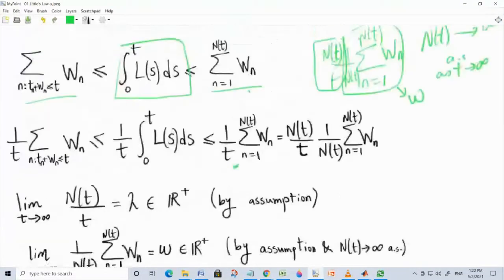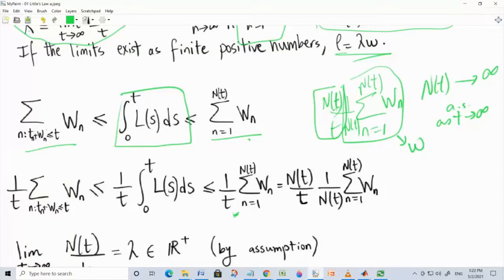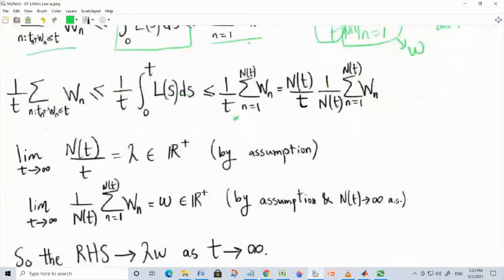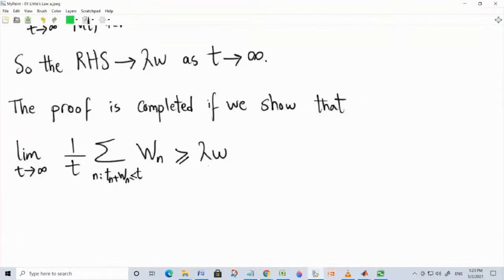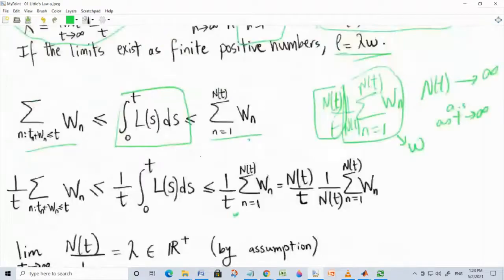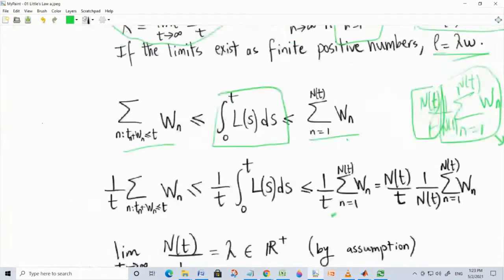This is good, but we are not done yet. We need to show that the lower bound also converges to the same thing, or something more specific: that this limit is greater than or equal to lambda w. Perhaps the limit, once we divide by t, is not something manageable, but we need to show that its limit as t goes to infinity is greater than or equal to lambda w. Because if the limit on this side is also at least lambda w, and the limit on the other side is lambda w, then we achieve our purpose and show that the quantity of interest, small l, the average number of customers in the queuing system, converges to lambda w.